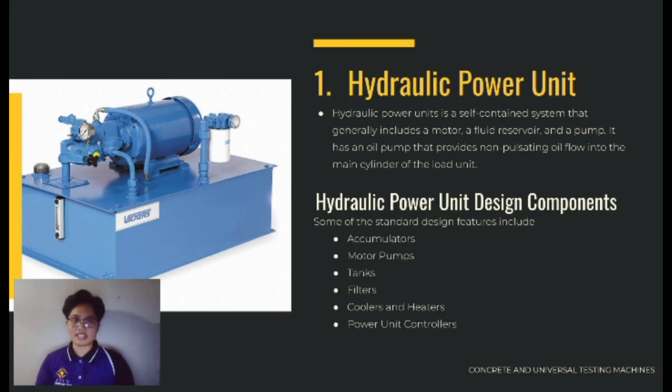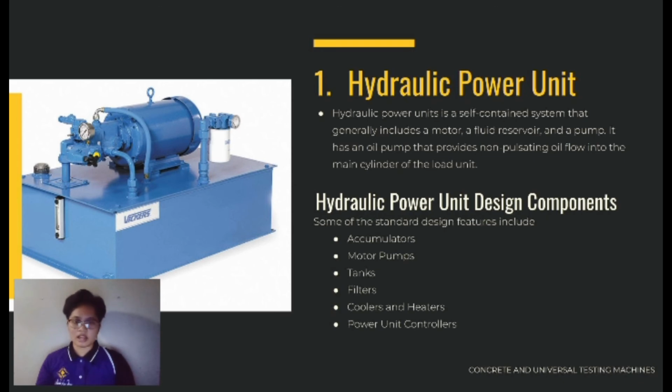Hydraulic power unit design components include accumulators. These are containers that can be attached to the hydraulic actuators. They collect fluid from the pumping mechanism and are intended to build and maintain fluid pressure to supplement the motor pumping system. Next is motor pumps. A hydraulic power unit can be equipped with a single motor pump or multiple devices, each with their own accumulator valve. With a multiple pump system, usually only one operates at a time.